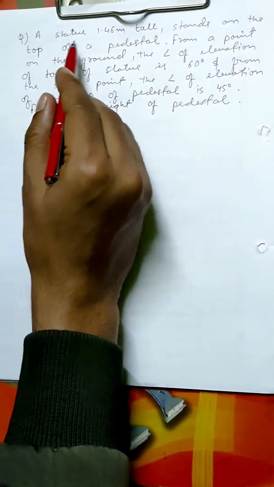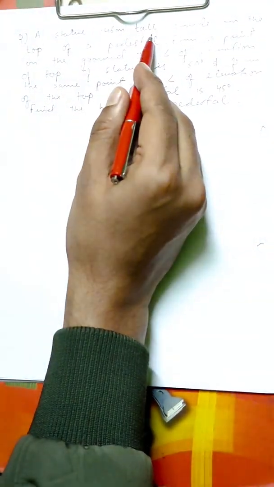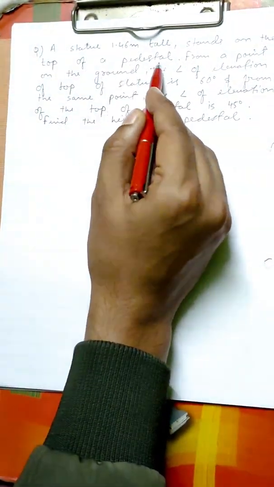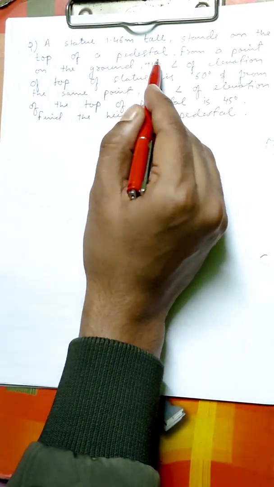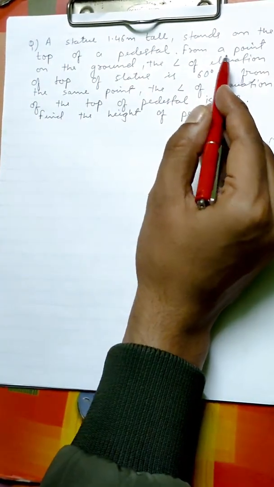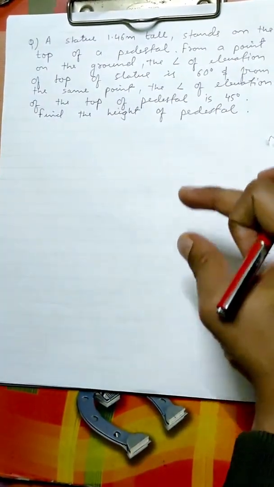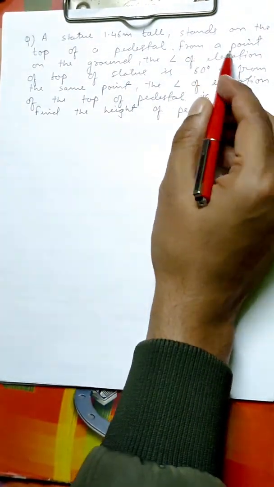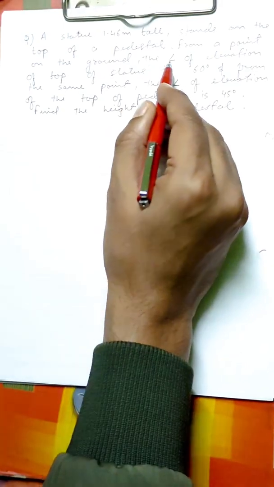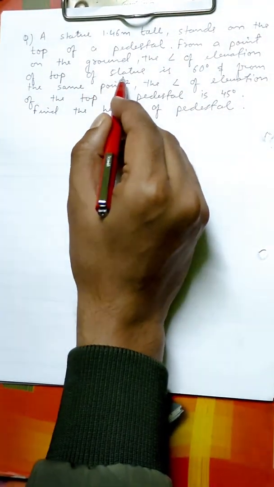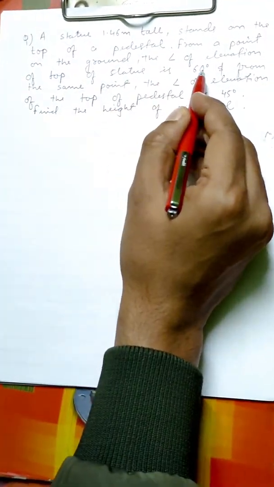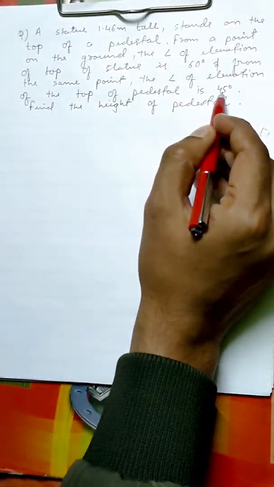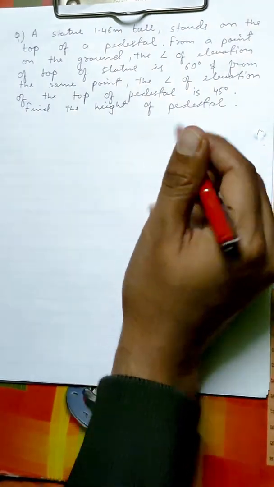A statue 1.46 meter tall. It is the height of the statue. Stands on the top of a pedestal, means it stands on the top of a stand. So there is a stand, and above that stand is placed the statue. From a point on the ground, the angle of elevation of the top of the statue is 60 degrees, and from the same point the angle of elevation of the top of the pedestal is 45 degrees. Find the height of the pedestal.